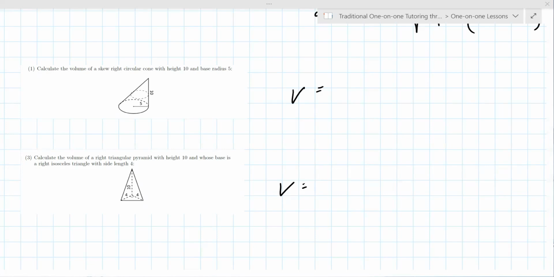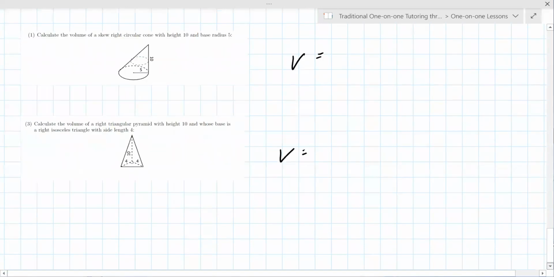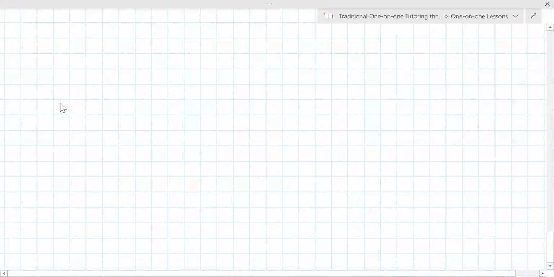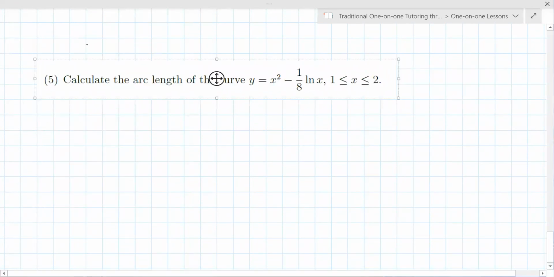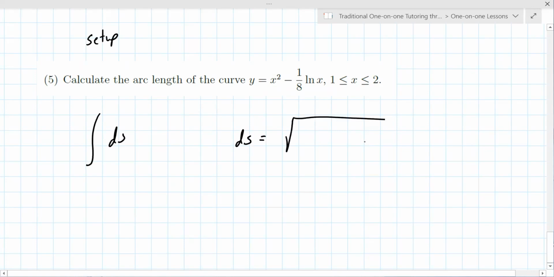All right. So let's move to 5. 5 is an arc length question. What is possible is that you might only be asked to set up an arc length question, because there are very few that you can actually solve. It may just be a setup because it's really similar to the previous ones. It's the integral of ds, where ds is the square root of 1 plus the derivative, dy/dx or dx/dy, depending on which one it is, squared.